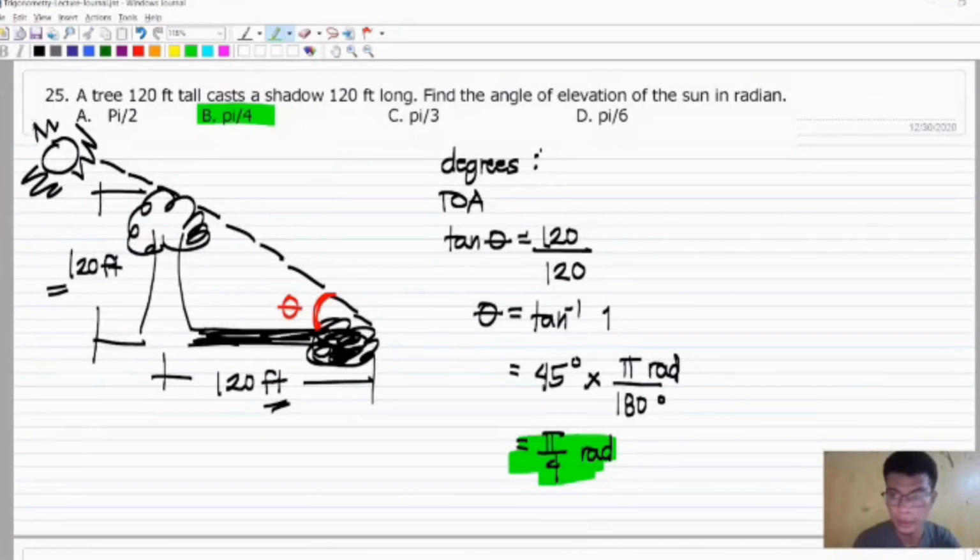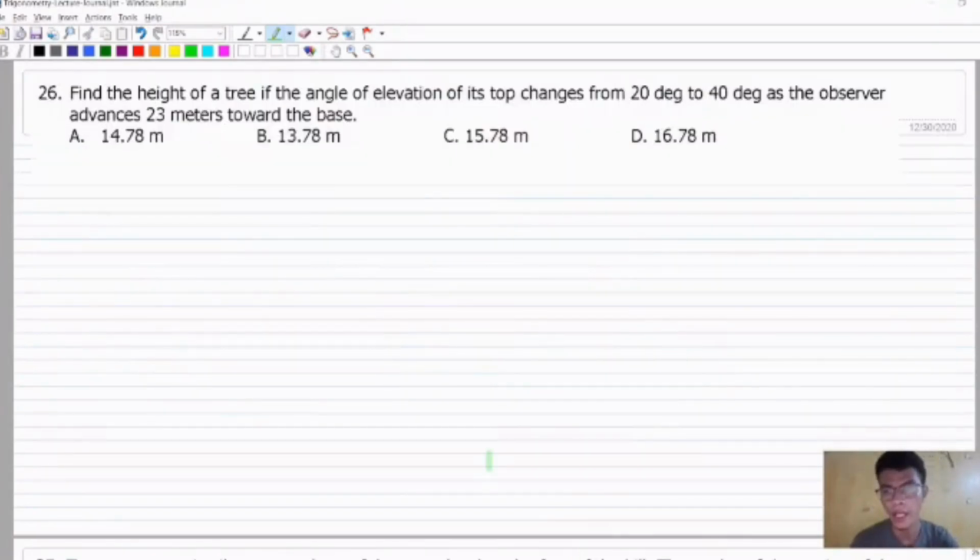Number 26. Find the height of the tree if the angle of elevation top changes from 20 degrees to 40 degrees as the observer advances 23 meters toward the base. So, ang isang technique natin para sa board exam, para sa pagsasagot ng board exam is the familiarization of the problem. So, syempre, dapat maging familiar tayo sa ibang problems kung anong solution yung ginagamit natin kapag ganoon ang approach ng tanong. So, tingnan natin ito.